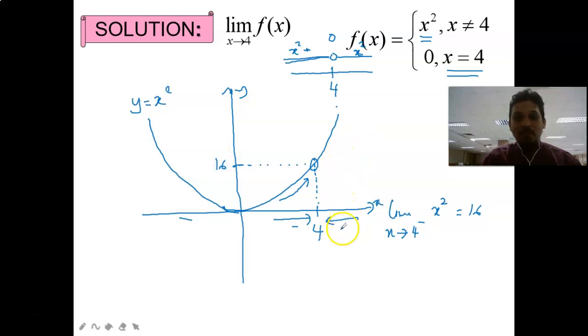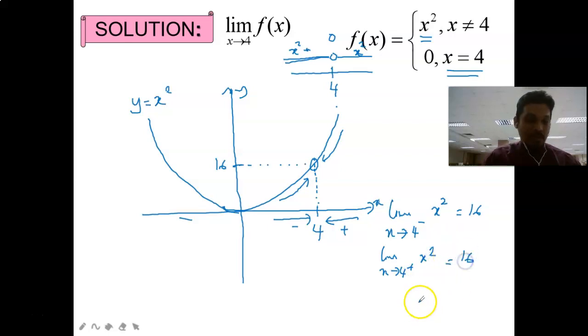And when x approaches 4 from the right, the graph moves to the value of 16 from above. Then the limit as x approaches 4 from the right of x squared is also equal to 16. Then we come to the conclusion that the limit as x approaches 4 of the function x squared equals 16.